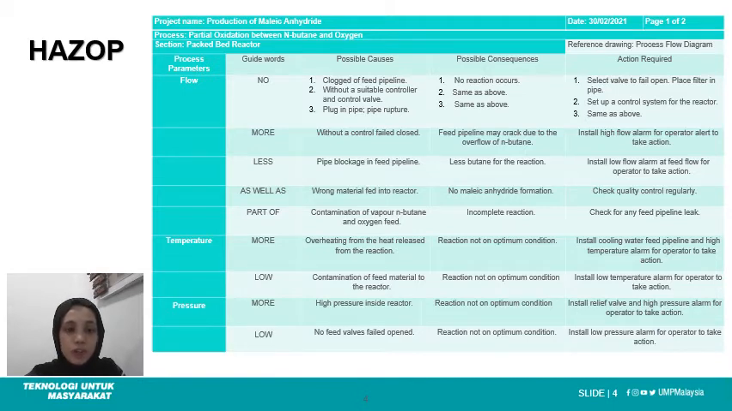Third is pressure. If high pressure is put inside the reactor, the reaction also will not be at optimum condition. To avoid that, we have to install a relief valve and a high pressure alarm for the operator to take action.